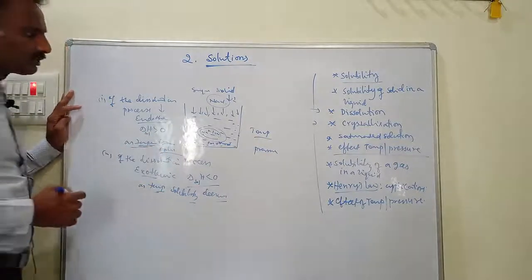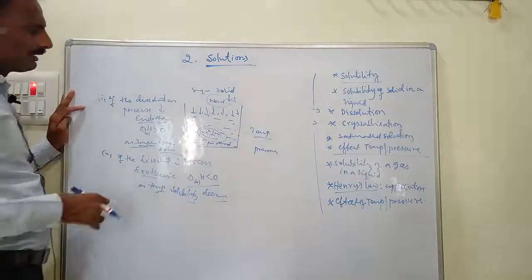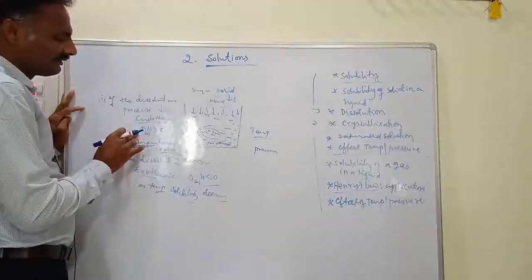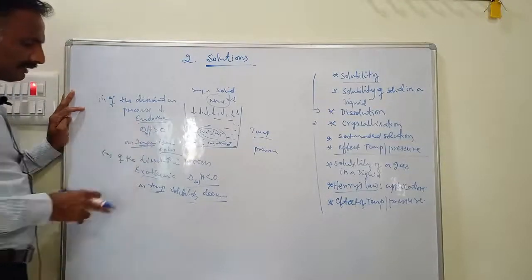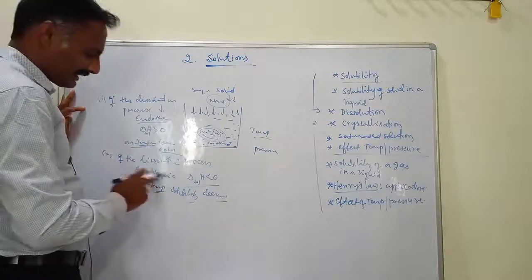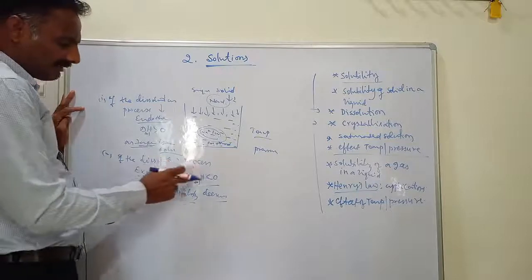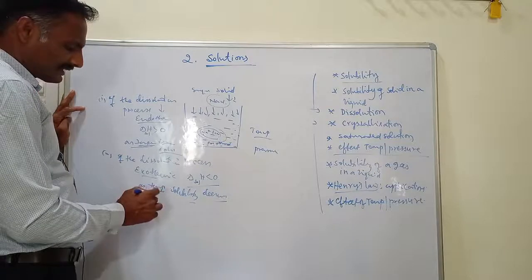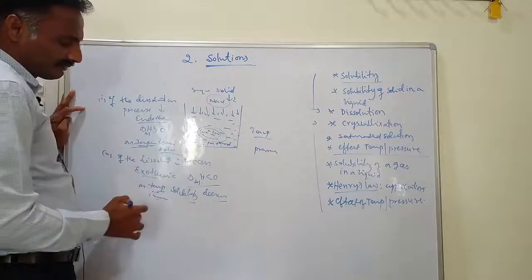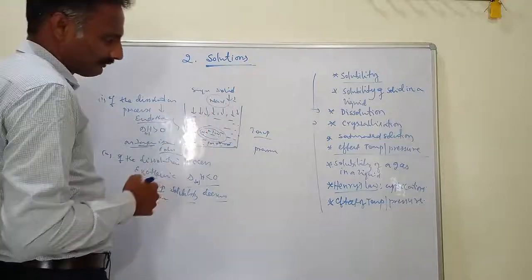That is, the solubility of a solid in a liquid depends upon the nature of the dissolution process. If the dissolution process is endothermic in nature, then as temperature increases, solubility goes on increasing. If the dissolution process is exothermic in nature, then delta H is negative, or less than 0, and as temperature increases, solubility goes on decreasing. This is the effect of temperature on a solid in a liquid.